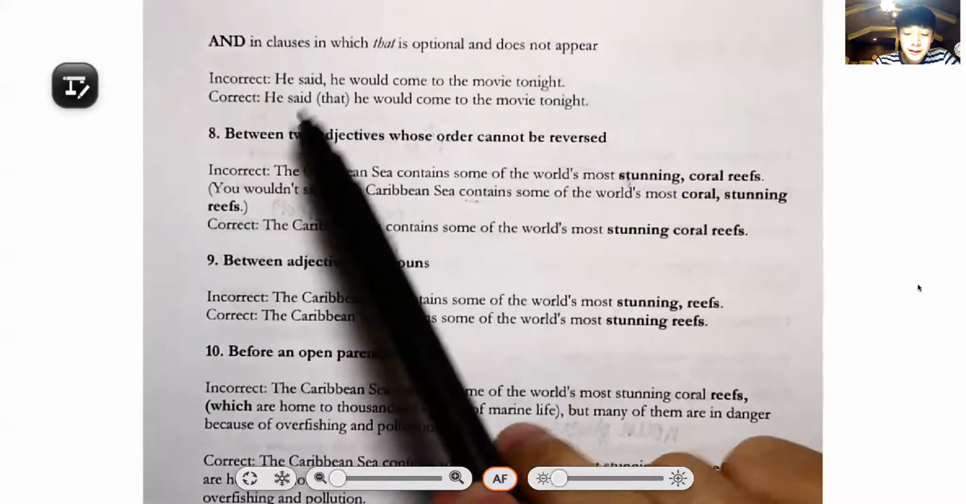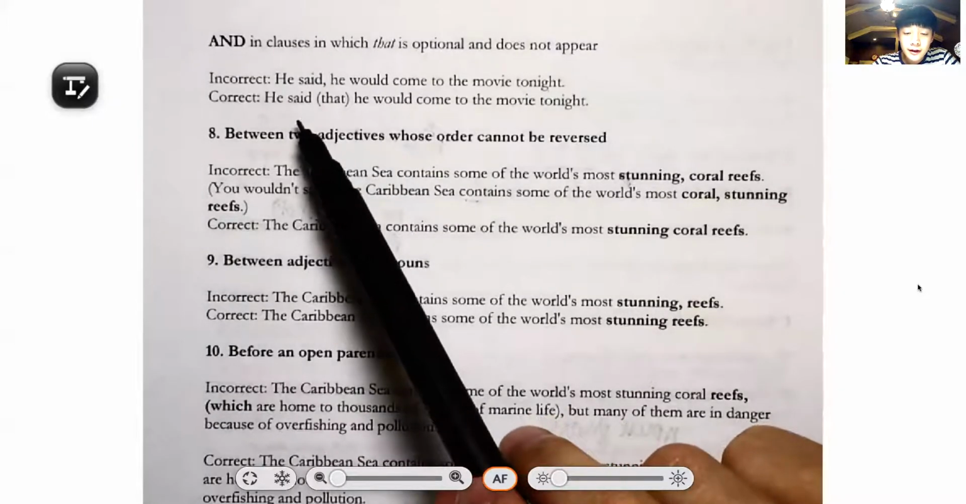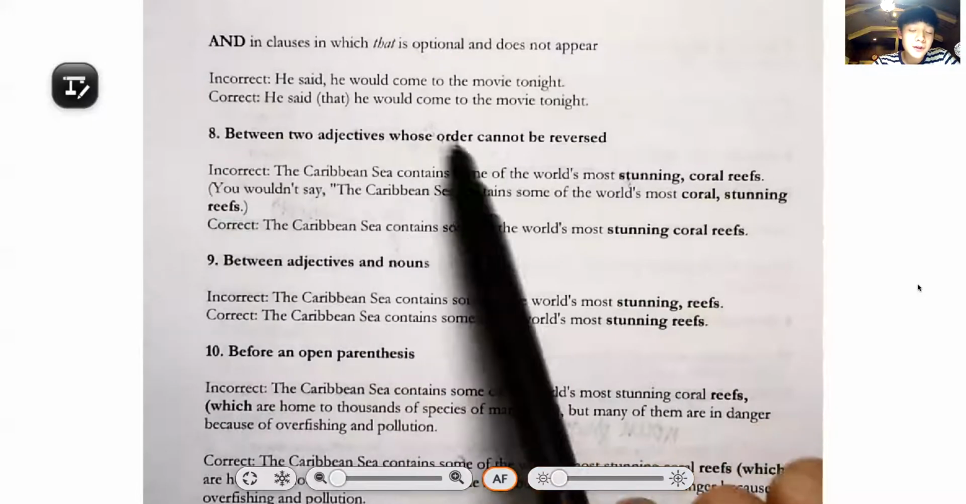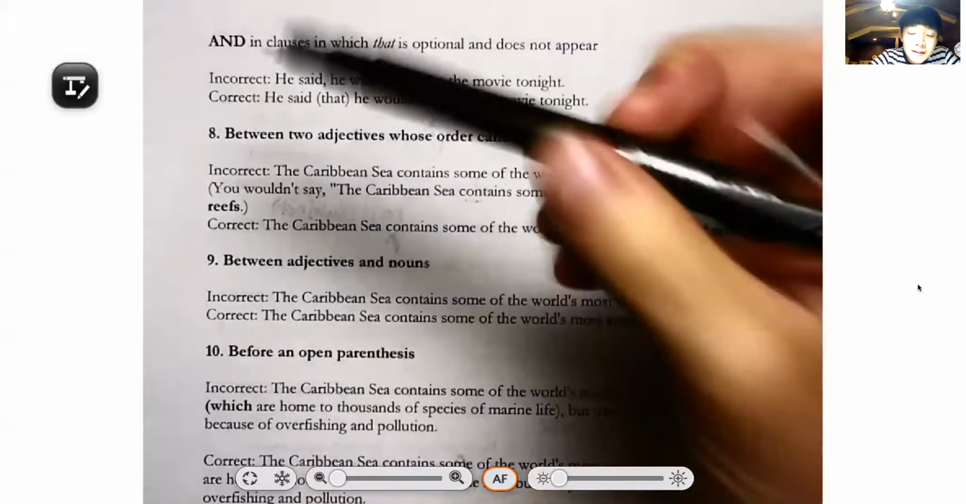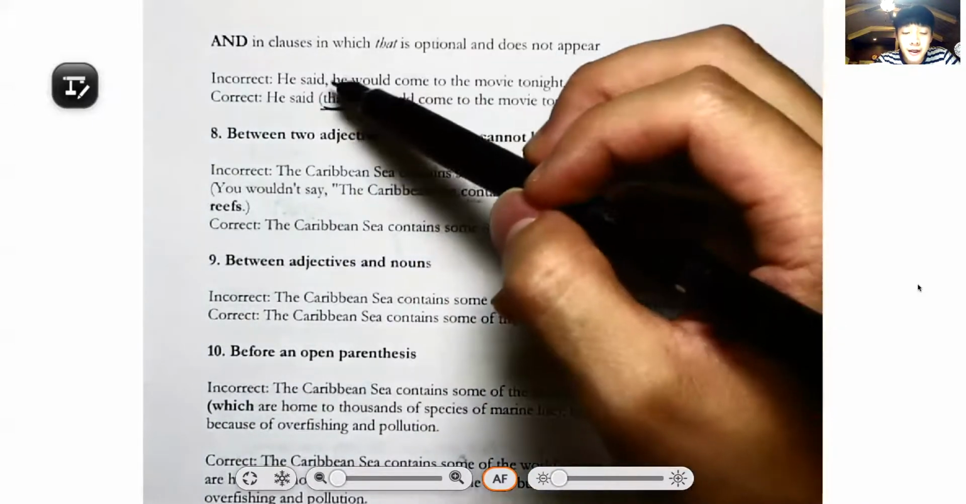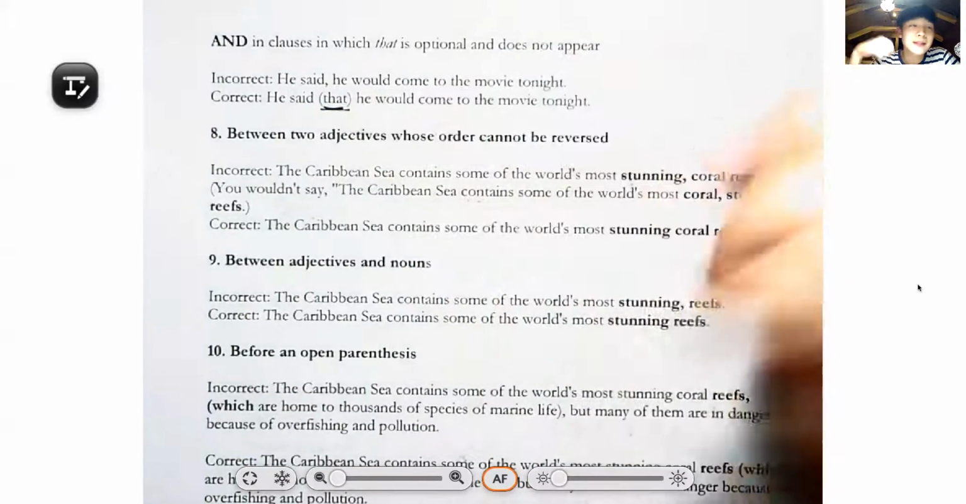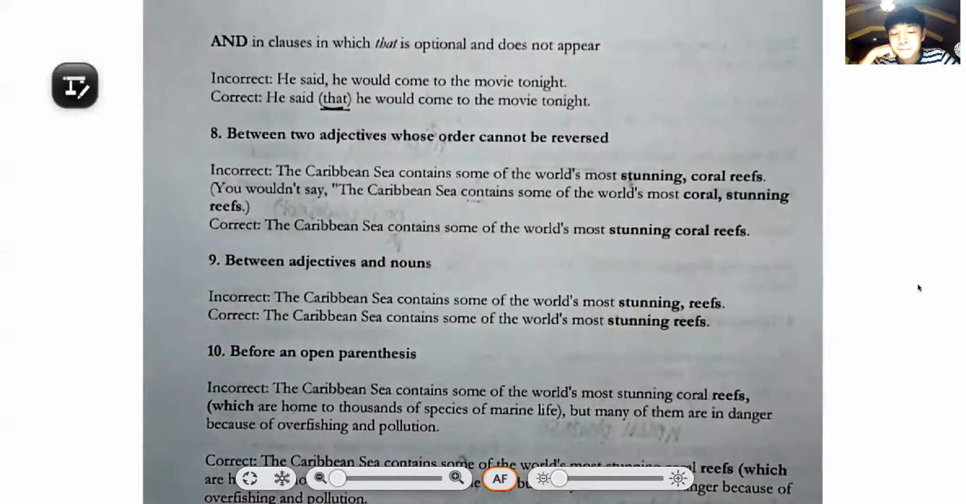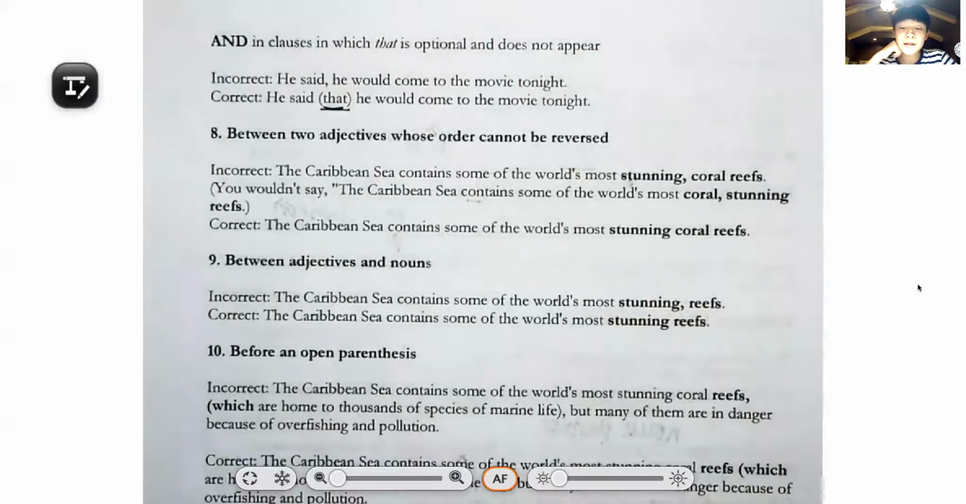So, you'll see here that he said that he would come to the movie tonight, right? That is inferred. You can take that out. He said he would come to the movie tonight. You will never put a comma there if that was inserted. You just take the that out and leave nothing there. Between two adjectives whose order cannot be reversed, right?